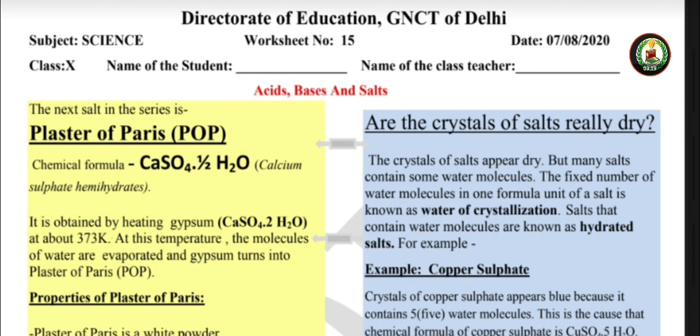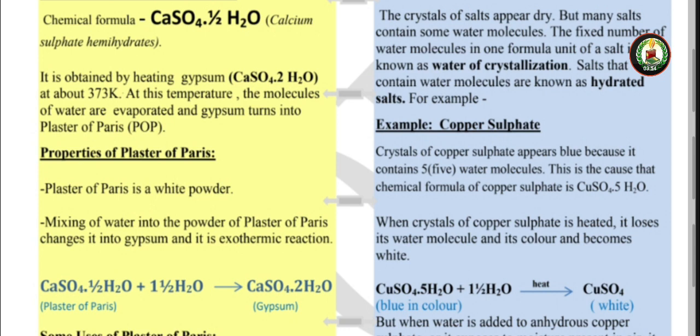Students, there are two types of salts. One is hydrated salt and one is dehydrated salt. What is hydrated salt? Those salts which contain water are called hydrated salts, like copper sulfate, and those salts which don't contain water are called dehydrated or anhydrous salts. Got it? Those which do not contain any water content are called dehydrated or anhydrous salts. So first we talk about the hydrated salt.